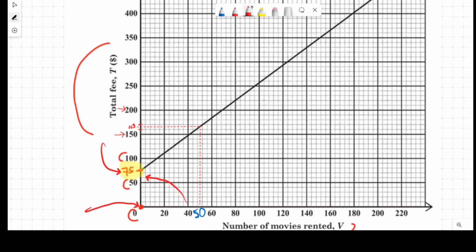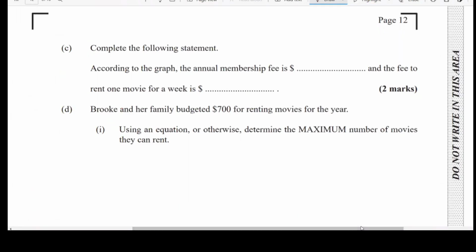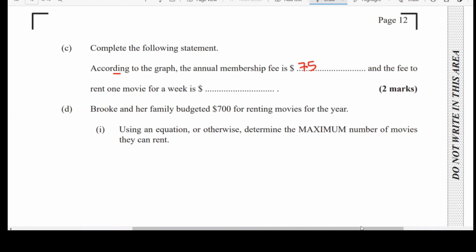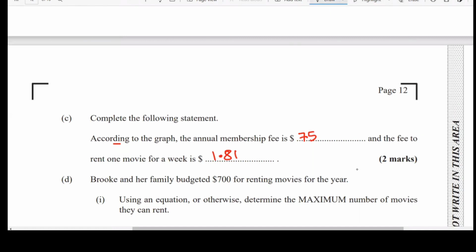That's just a fee. So when the question is asking us to complete this, it says, according to the graph, the annual membership fee is always the y-intercept. So it's $75. And the fee to rent one movie per week is $1.81. How do I know? On the y-axis, what do you have? Is it T? T is equal to 1.81V plus 75.